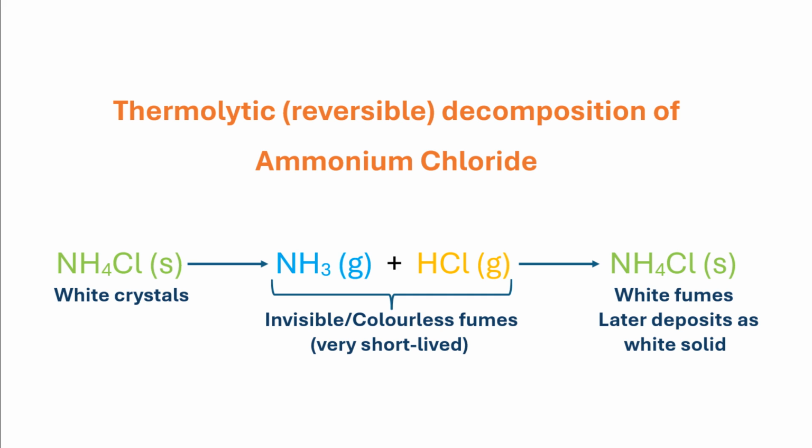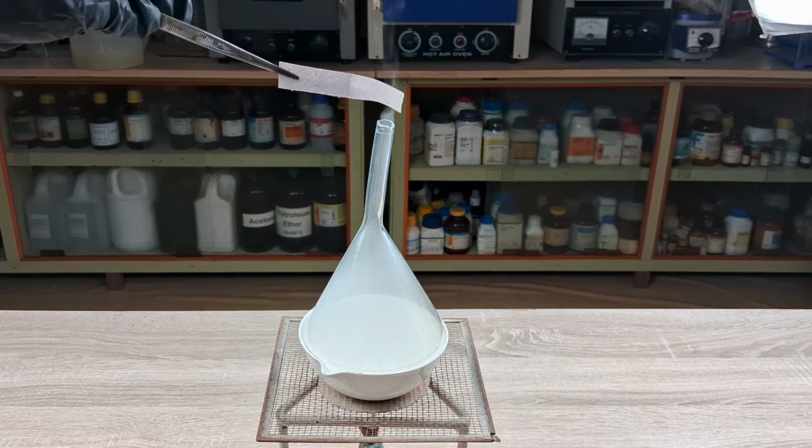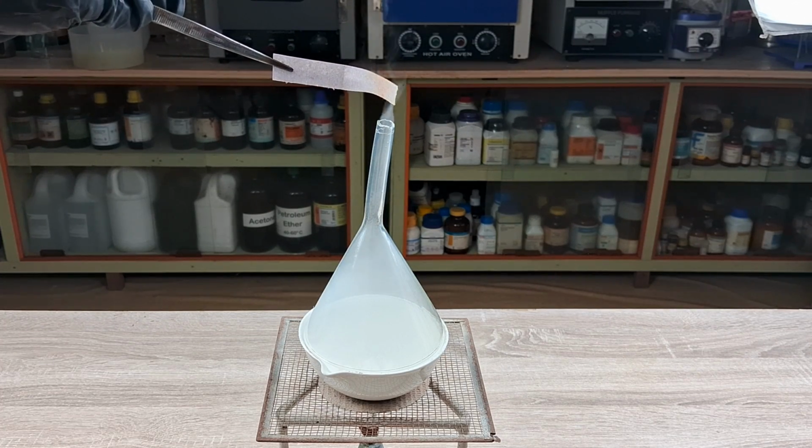The fact that the fumes released are initially composed of basic ammonia gas and acidic hydrogen chloride gas is demonstrated by the Nessler's test and the litmus test. Nessler's reagent test is a highly sensitive test for the presence of ammonia. A positive Nessler's test is reflected by the change in color of the reagent from colorless to a yellowish-brown color. We saw that the filter paper dipped in Nessler's reagent turned yellowish-brown, thus confirming the presence of ammonia in the white fumes released.